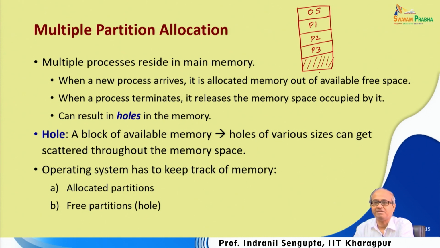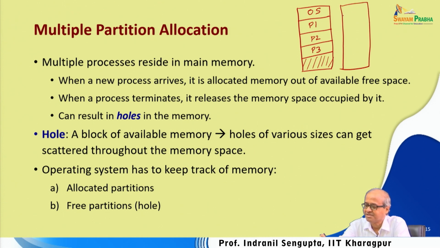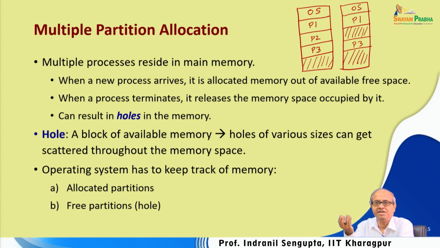Now, in the example I have shown with 3 processes, let us assume a scenario where process 2 has finished execution. What will the scenario be now? After process 2 has finished execution, it will look something like this: OS again in one part, P1 here, P3 here, this is available space, this is also available space. Now, suppose a new process comes, P4, which is smaller in size. So, this scenario can look like this.